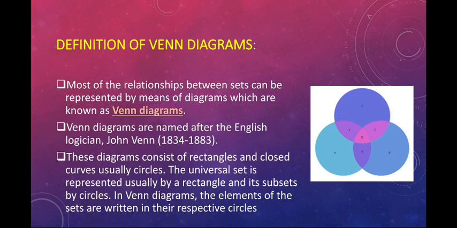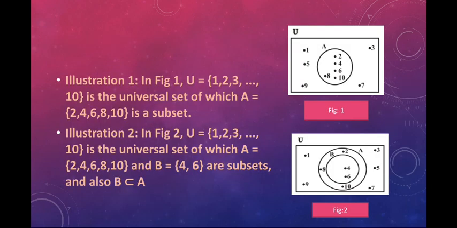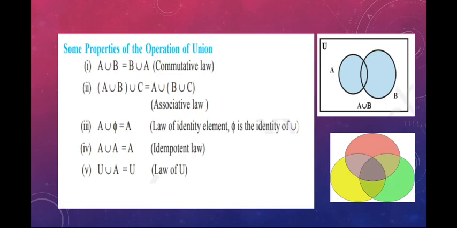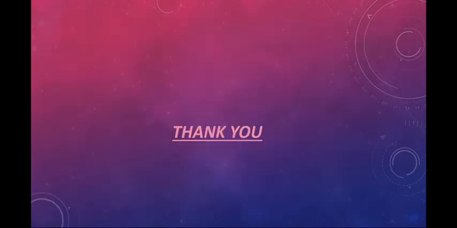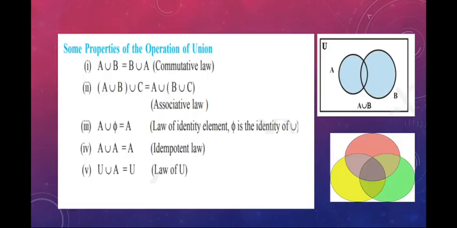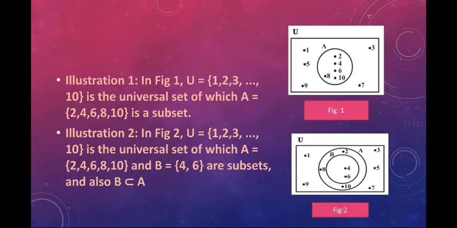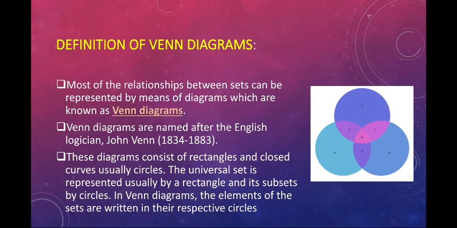Most of the relationships between sets can be represented by means of diagrams which are known as Venn diagrams. You can look at this figure. All these figures in the slides can be considered as Venn diagrams. By a Venn diagram you can represent the relationship between two or more sets, about the relationship of universal set and subset.